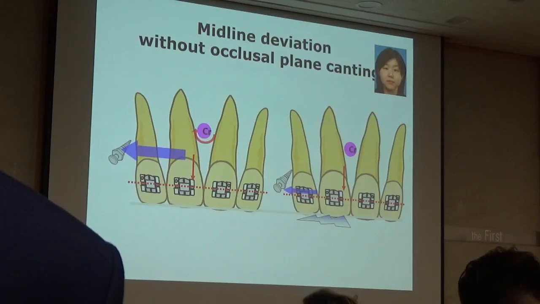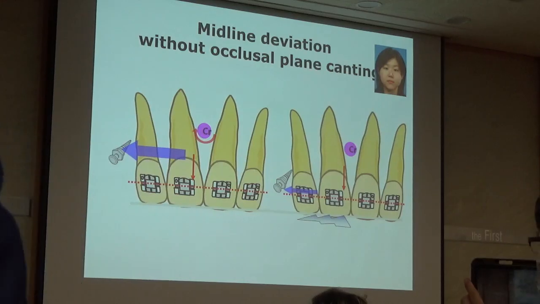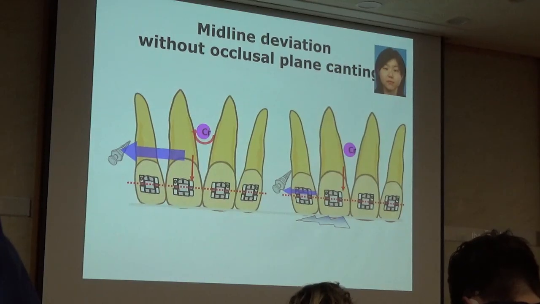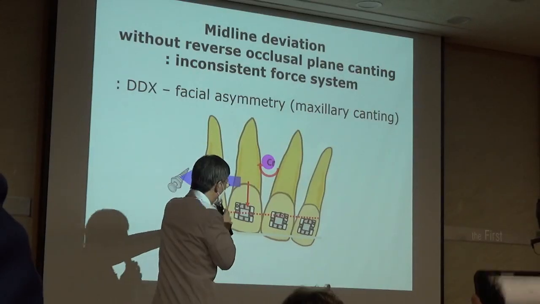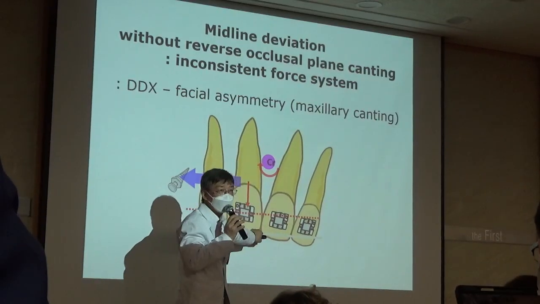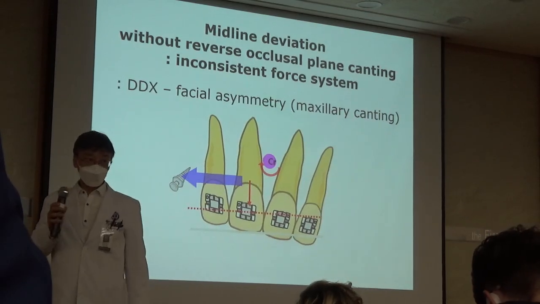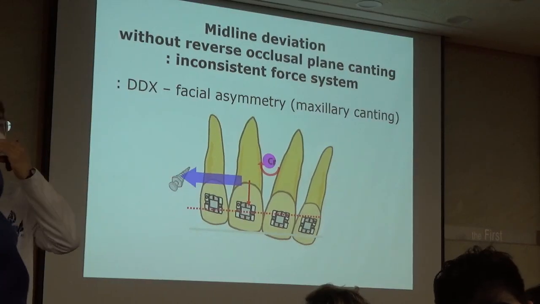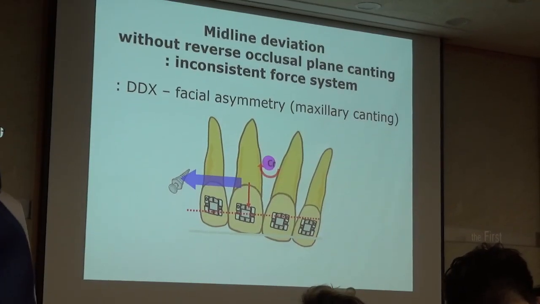What do you think? Is this easy or difficult? Midline deviation by translation? This is the facial midline. Midline is off to the other side by 2.5 millimeters, but the occlusal plane tilting is in this way. Is it number one, easy? Number two, not easy? Number three, terrible? Absolutely terrible, very, very terrible.